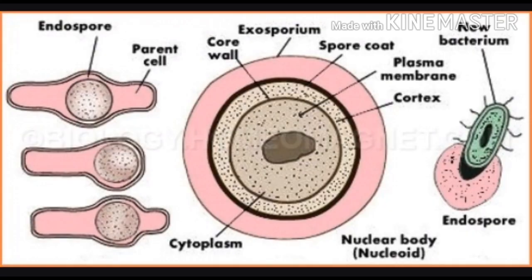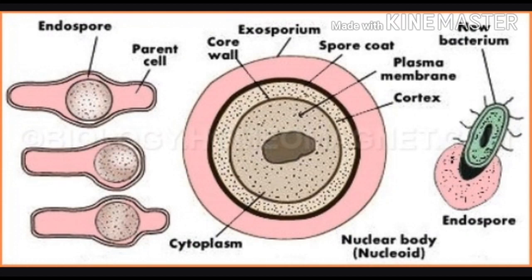Next one is the endospores. These endospores are intracellular resting cells. They are formed in some gram-positive bacteria. Here you can see this is the endospore and this is the parent cell of the endospore. Now there is the formation of the exosporium, core wall, spore coat, plasma membrane, and this is the cortex. And from these endospores, a new bacterium will be produced.